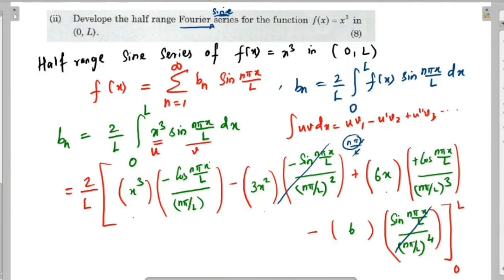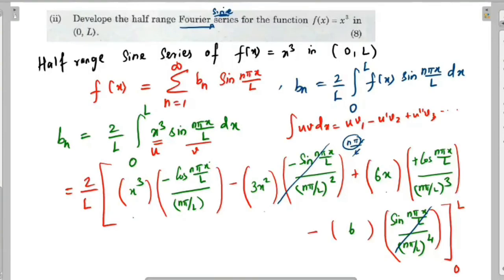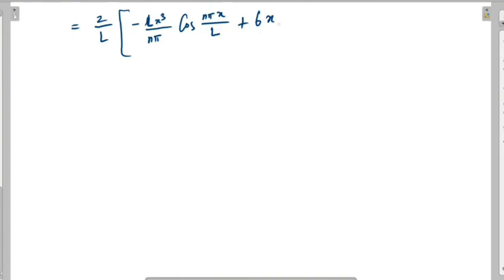So I'm going to write 2 by L minus L x power 3 by n pi cos n pi x divided by L. I think you have to put capital L. So that thing I have written in the next page. Again, you have to write these terms also. So you may get plus 6x L cube divided by n cube pi cube cos n pi x divided by L.